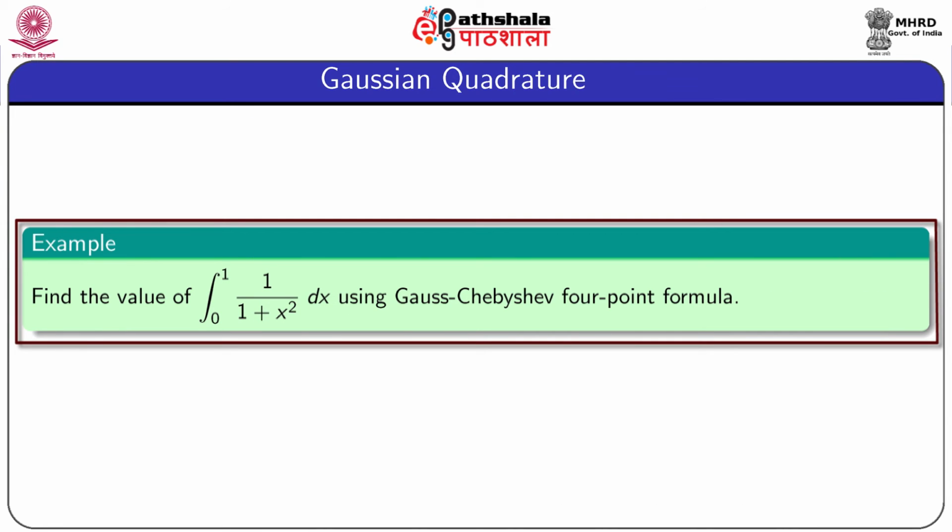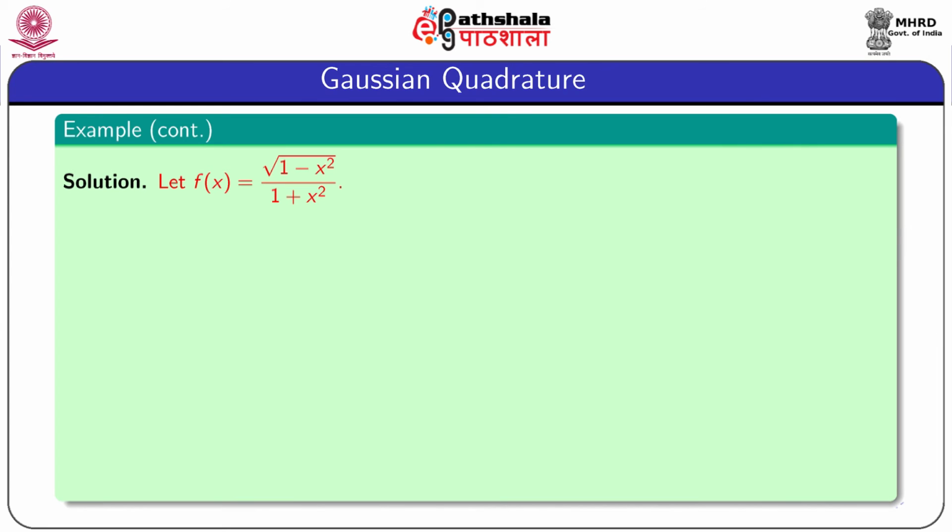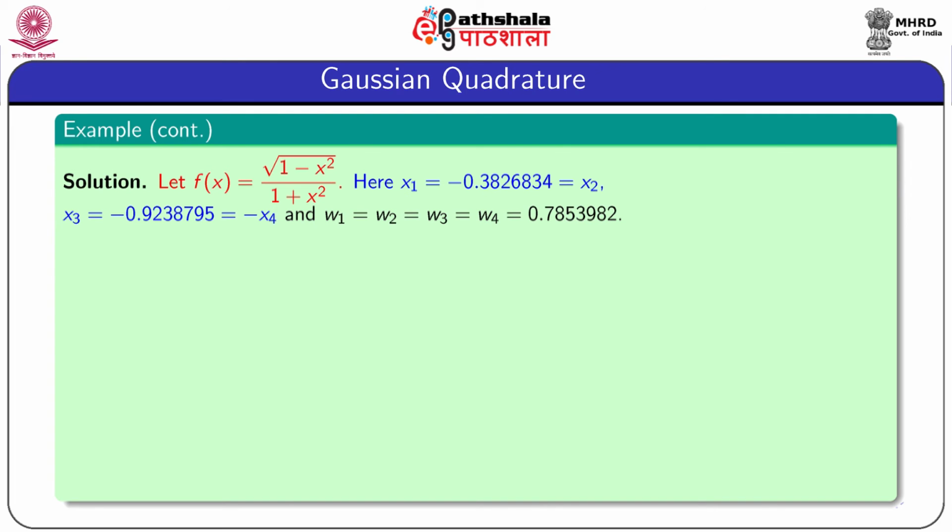Now we calculate the integration from 0 to 1 of 1 by 1 plus x squared dx by the Gauss-Chebyshev 4-point quadrature formula. For this, let f(x) equal to root over 1 minus x square, the reciprocal of the weight function, by 1 plus x square. For this case, that means for n equal to 4, x1 equal to minus 0.3826834, which is equal to x2, and x3 equal to minus 0.9238795, which is equal to minus x4, and w1 to w4 are equal, and these values are nothing but pi by 4.